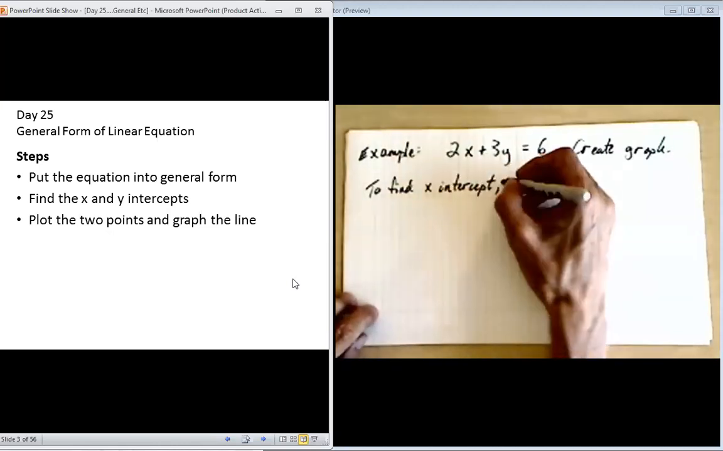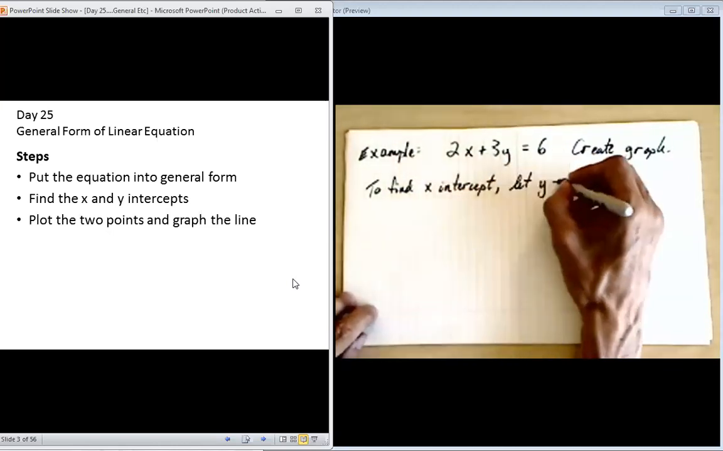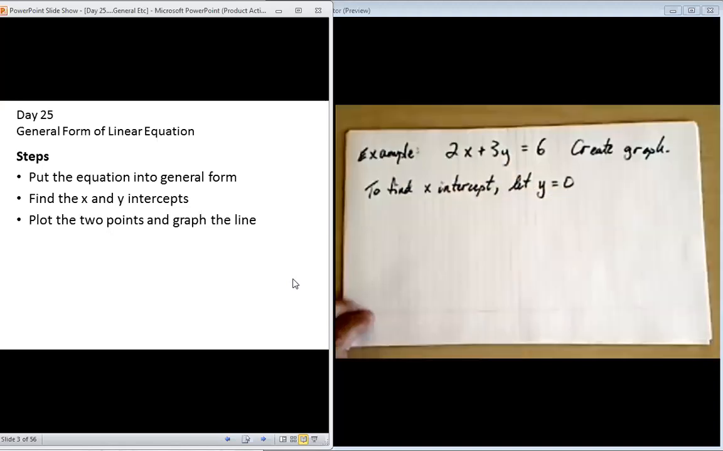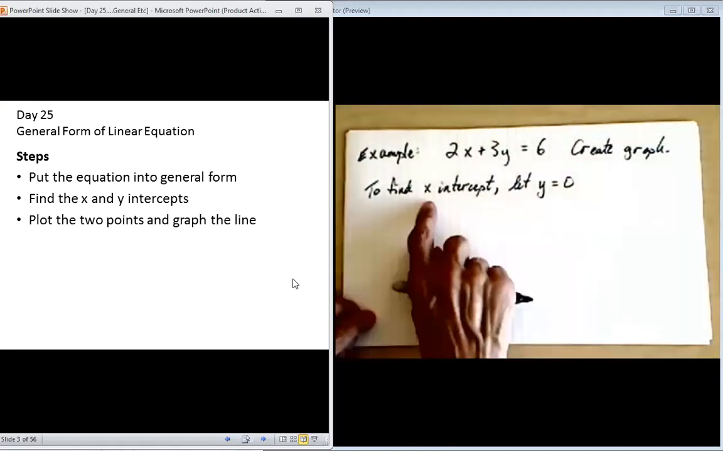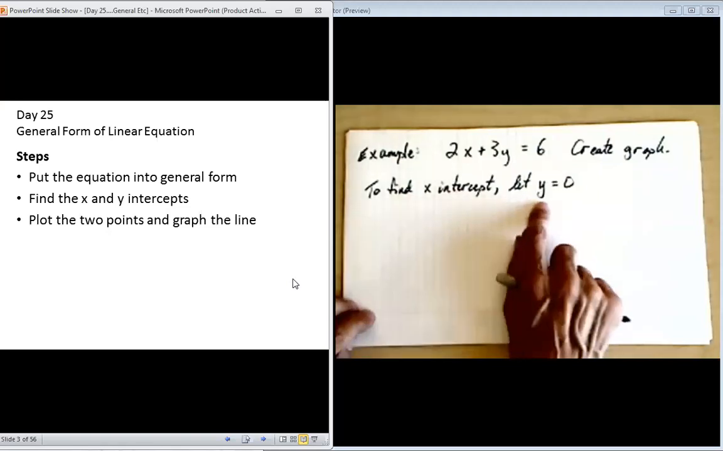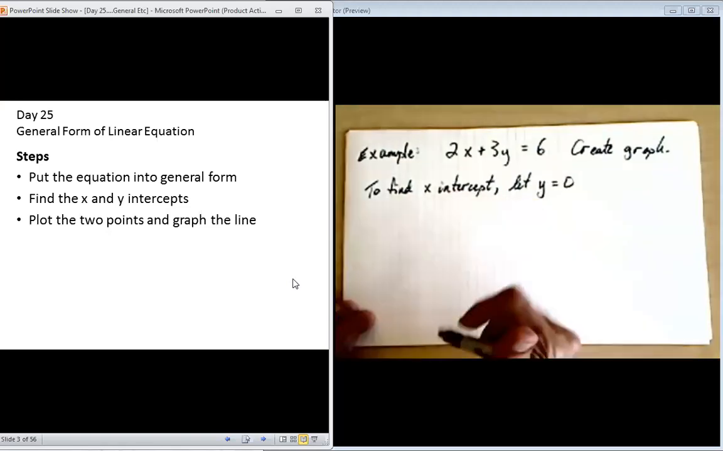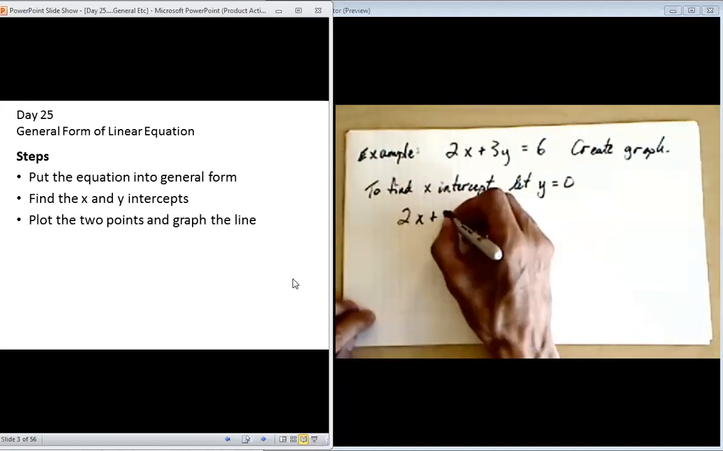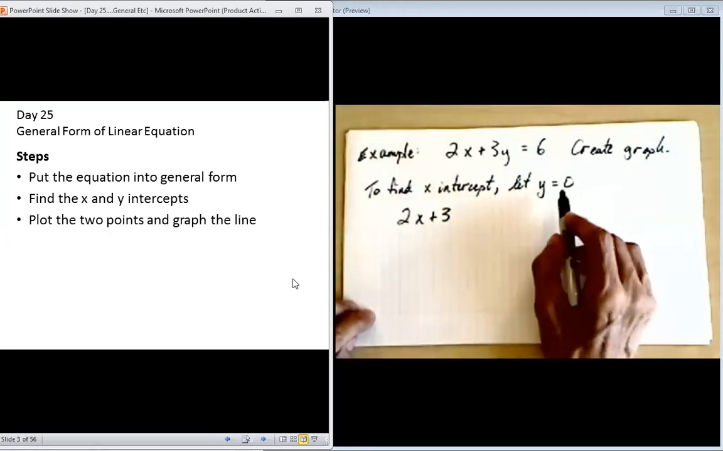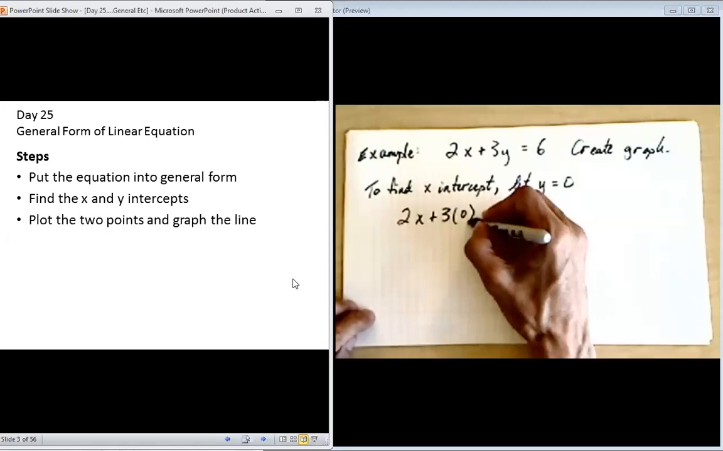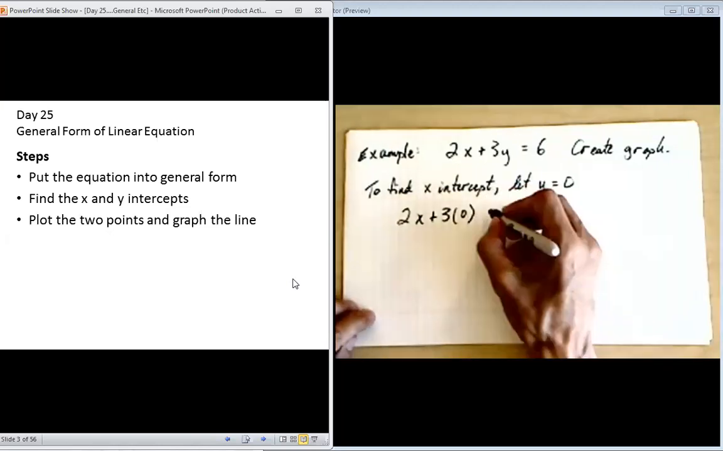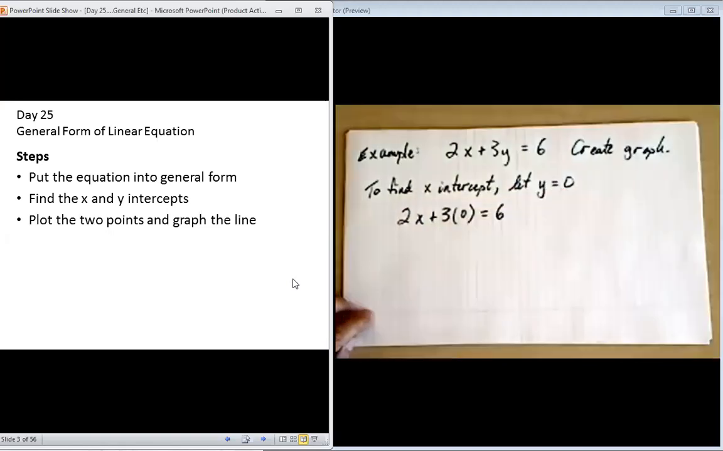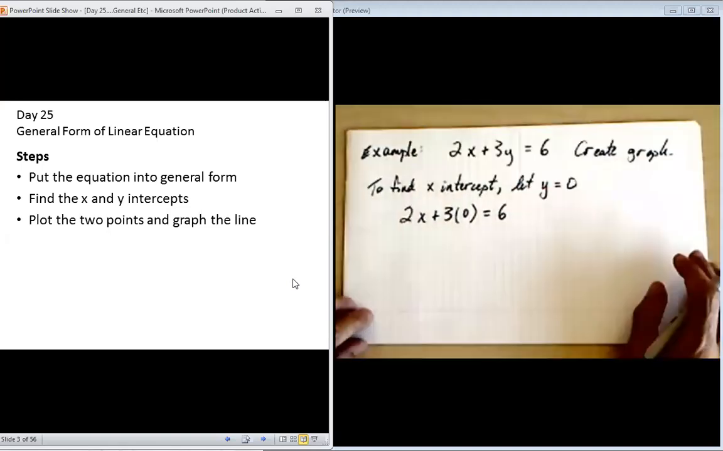To find the x-intercept, you let y equal 0. Notice these are opposites from one another. If you're looking for x, you let y equal 0. So we have 2x plus 3y. We're going to substitute now. We're going to replace the y that was there with 0. And now we solve for x. That will be the x-intercept that we need.